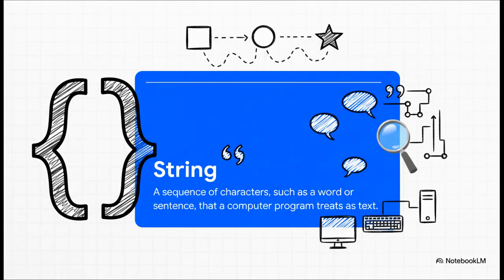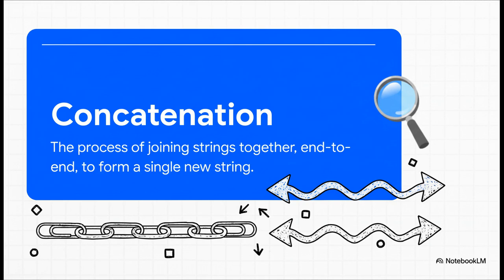First things first, we need to know what programmers call text. They call it a string. And a string can be anything, a single letter, one word, a whole sentence, you name it. If it's text, in the world of code, it's a string. It's that simple. Now, the actual act of joining these strings together has this kind of fancy name, concatenation.